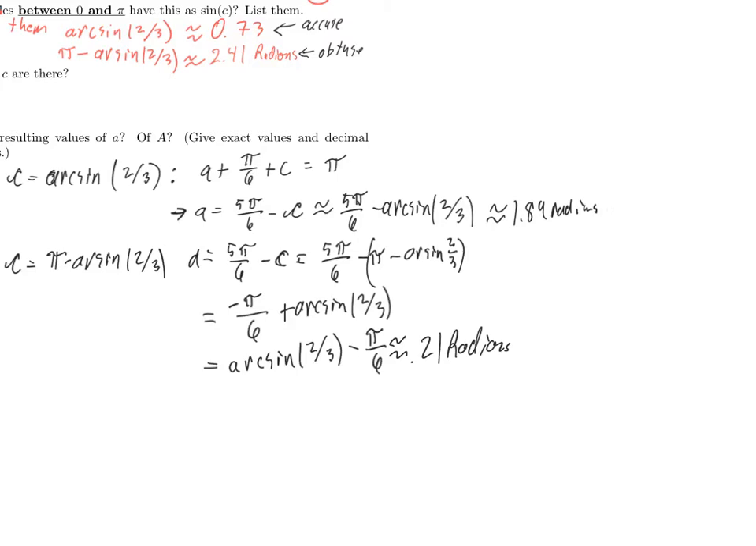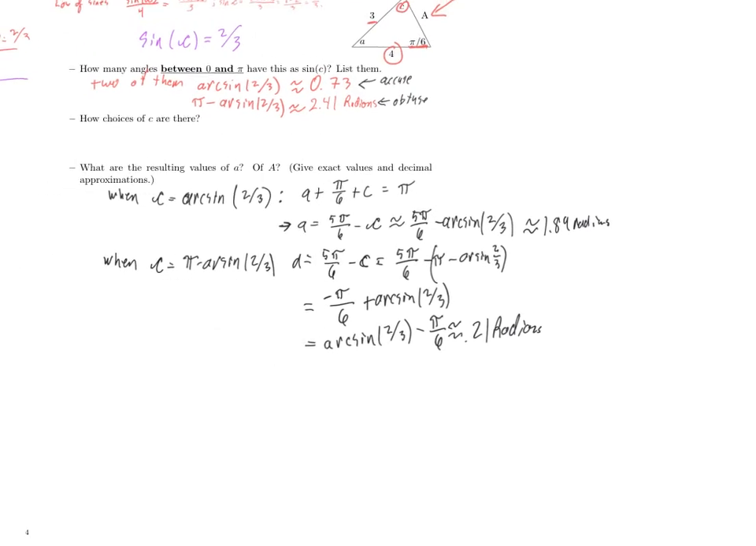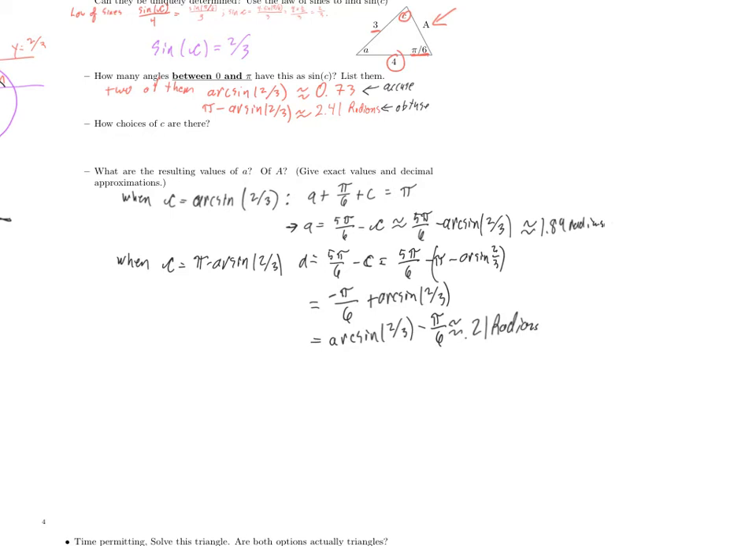So again, for emphasis, this first one, in the case that c is equal to arcsine of 2 over 3, we end up with this angle, which by computation is obtuse. So this is in the case that c is acute. In this case, c is obtuse. We worked out what a is. We got a to be acute. Nice. So that reveals what angle little a and little c are.